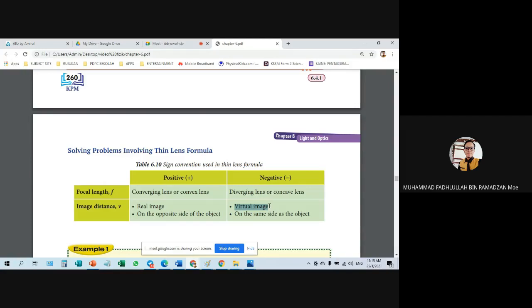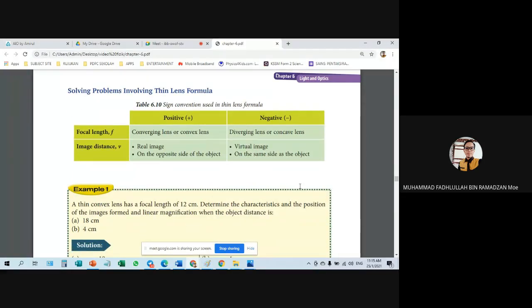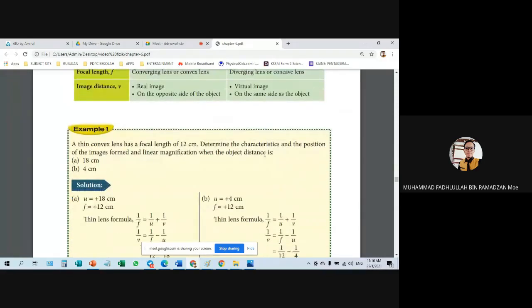Saya dah bagi tahu. Dia tak tembus. Yang ni tadi converging lens, biasanya dia tembus. That's why dia real. Okay. Opposite side of the object. So that object sebelah sini, dia punya image dekat selepas lens. Kalau untuk concave lens, virtual sebab dia mesti on the same side as the object. Dia tak tembus. Image tu tadi tak lepas daripada lens tu tadi. Saya kita bagi tahu macam tu.